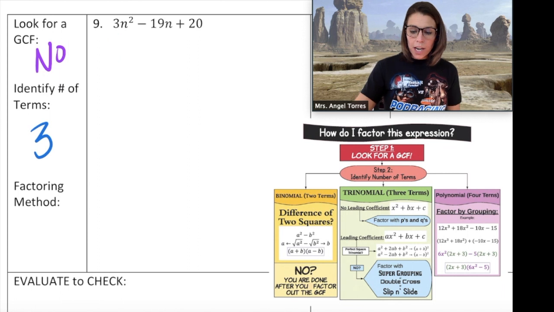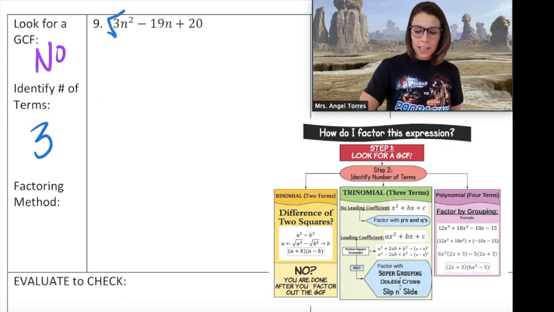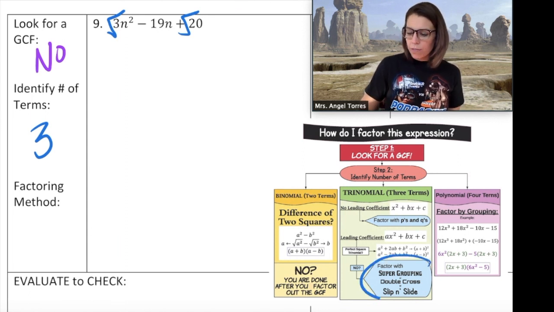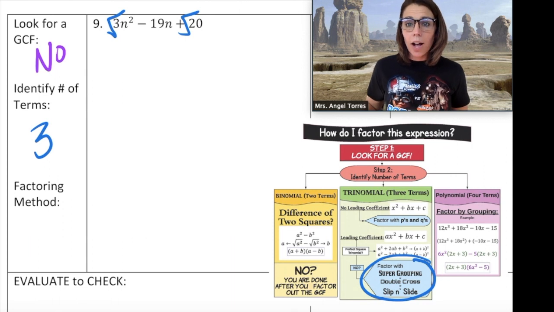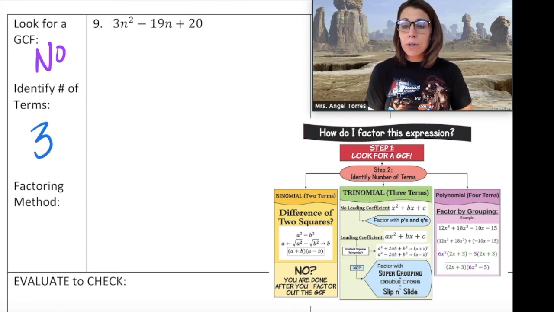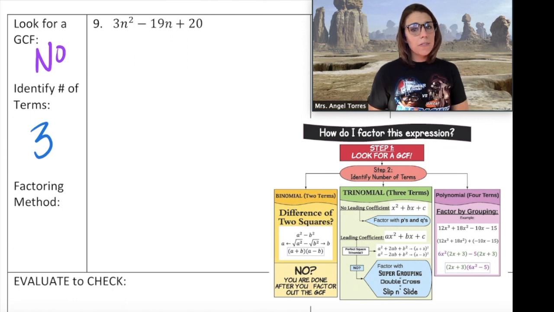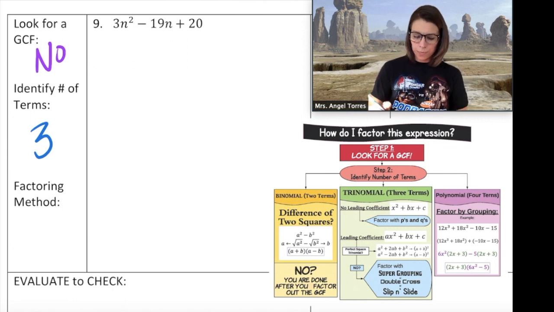A perfect square trinomial has a first term and a last term that are perfect squares. 3n squared and 20 are not perfect squares, which means we're either going to factor this using supergrouping, double cross, or slip and slide. It's up to you which of the 3 methods you want to use. Go ahead and factor this using one of those 3 methods now.